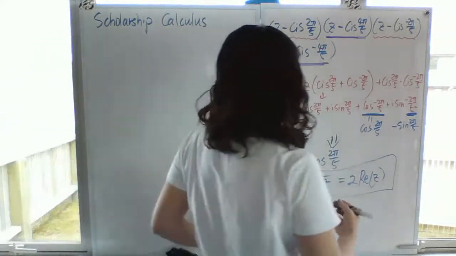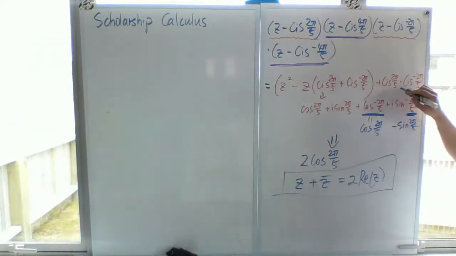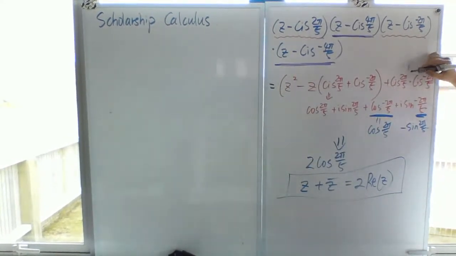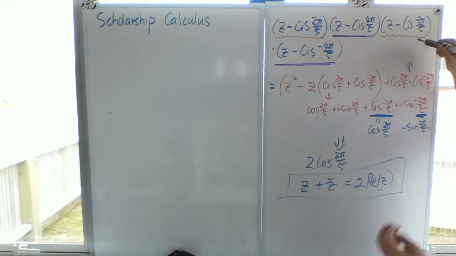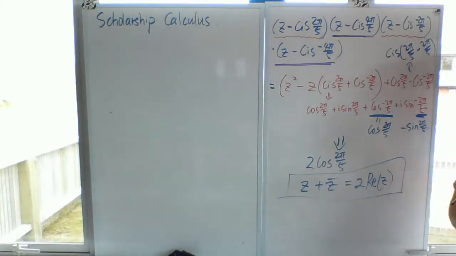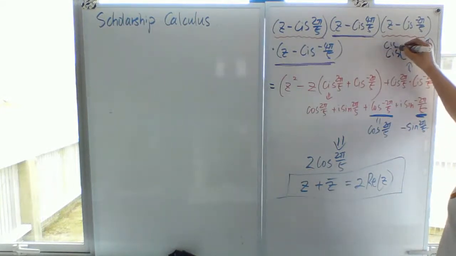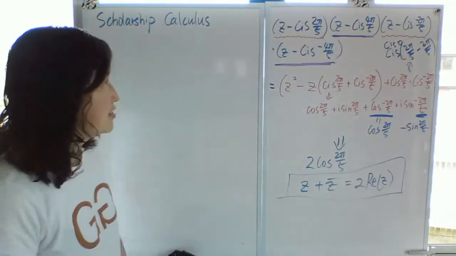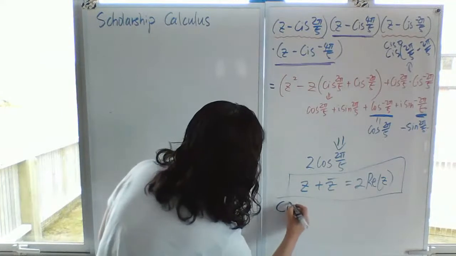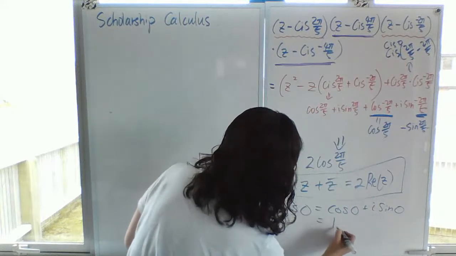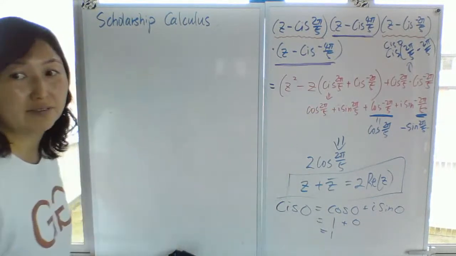Okay, now let's quickly have a look here. I have cis 2 pi on 5 times cis negative 2 pi on 5. We can use the de Moivre theorem that we learned. When we multiply two polar forms, all we need to do is add the angles together. So we get 2 pi on 5 plus negative 2 pi on 5, and what do we get? cis 0. So cis 0 is the same as cosine 0 plus i sine 0, which is 1 plus 0, so it's equal to 1.